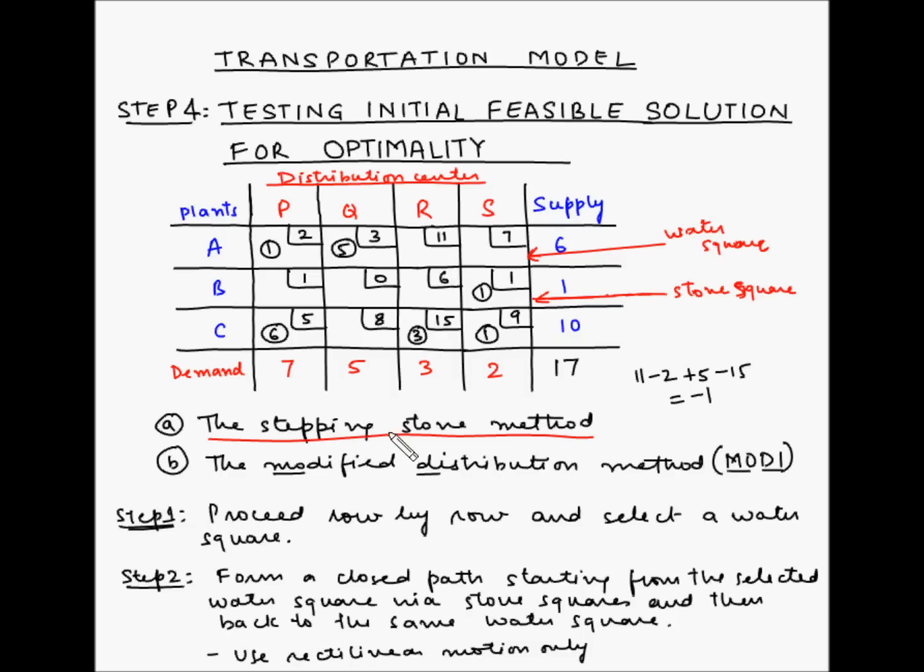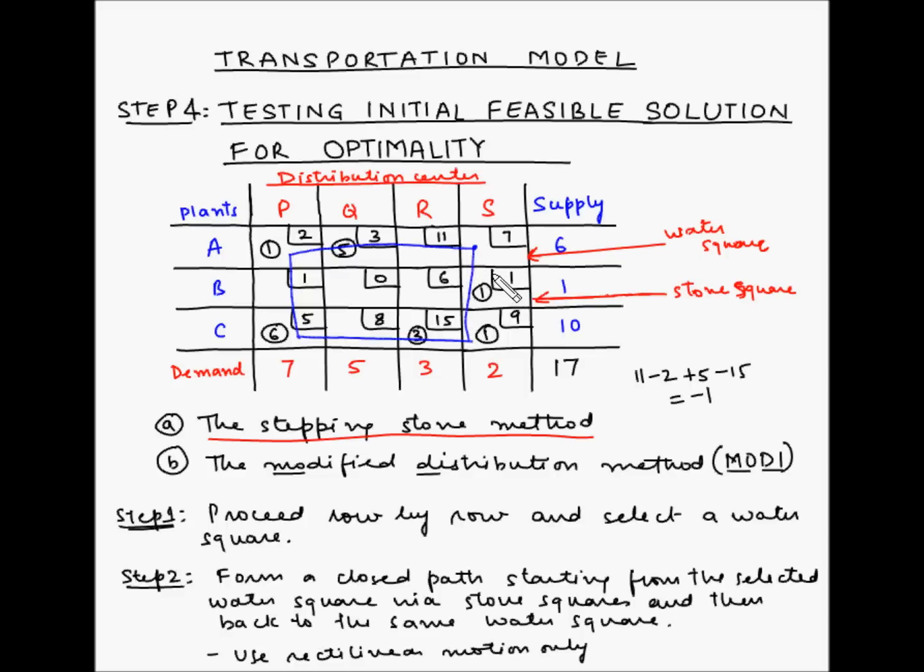So step one was to proceed row by row. So the next one in row A is AS. So let's consider this water square. Now step number two is to form a closed path. So from AS, we can move to AP, then to CP, then to CS, and then back to AS.